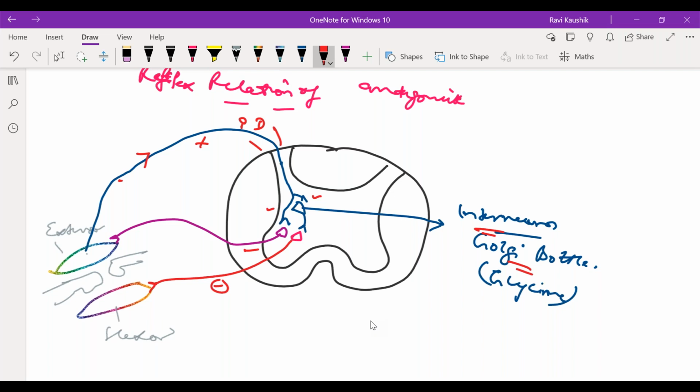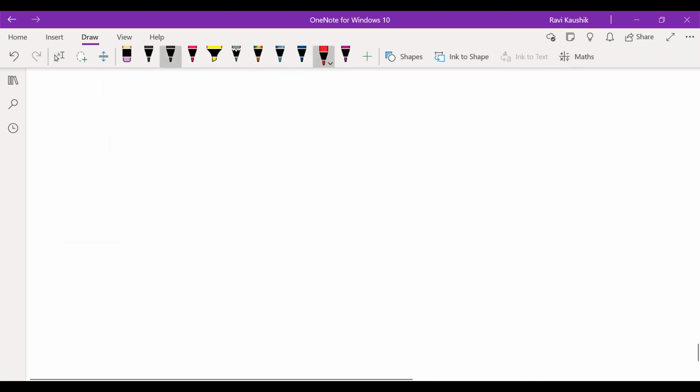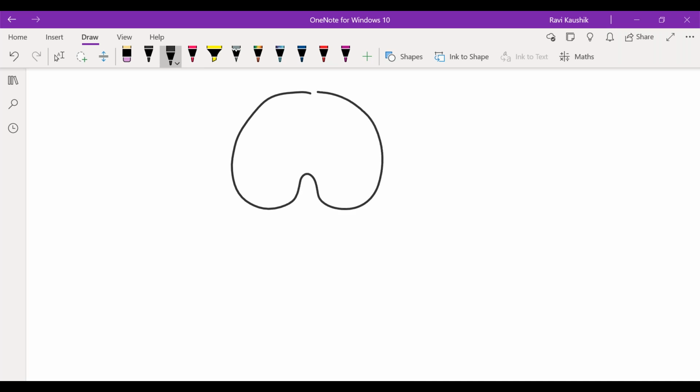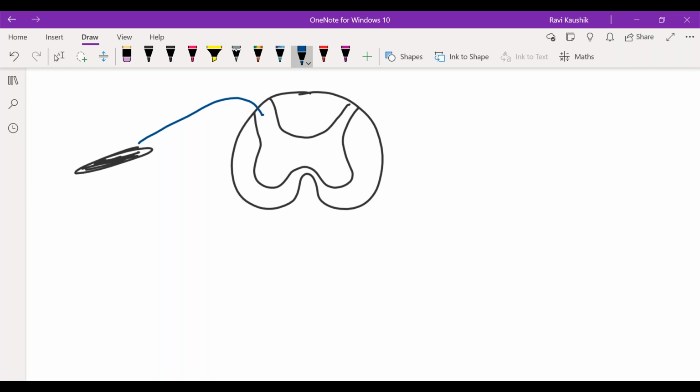You can also give the example of Golgi tendon organ. This also you have read, I suppose, right? So what happens in Golgi tendon organ inhibition? I'll just make the diagram again. Okay, let us say this is the flexor muscle which is there, right? And this is giving, I'll make this with this blue color, it is giving signal here, right? And because of this interneuron, which is an inhibitory interneuron, right?